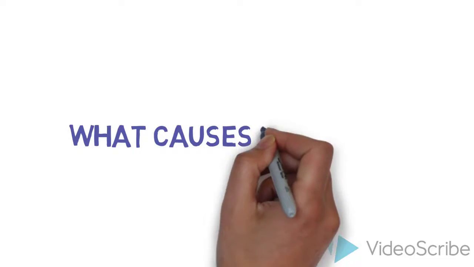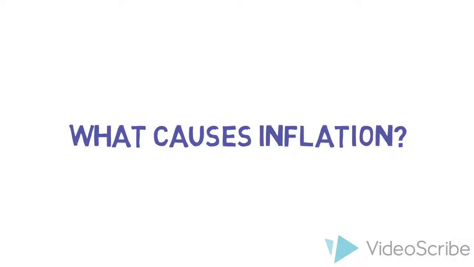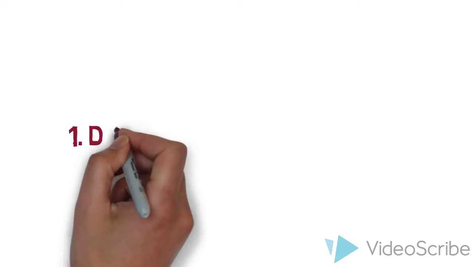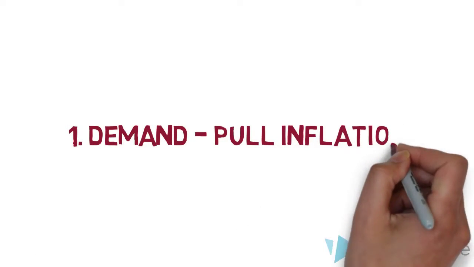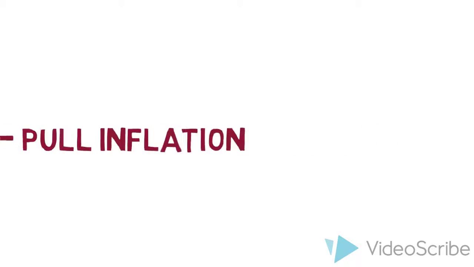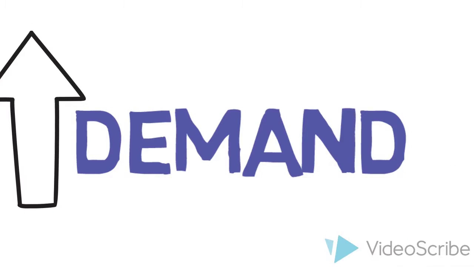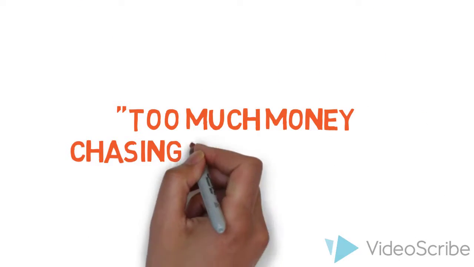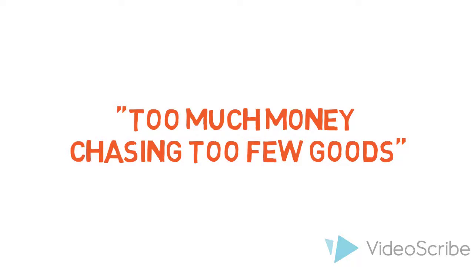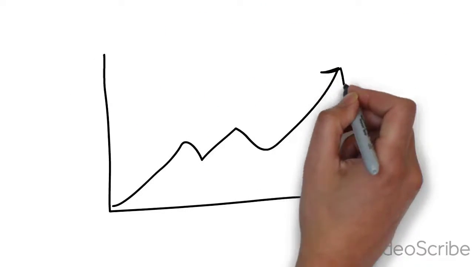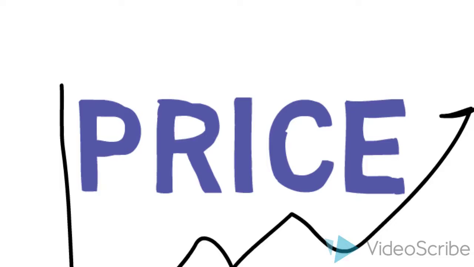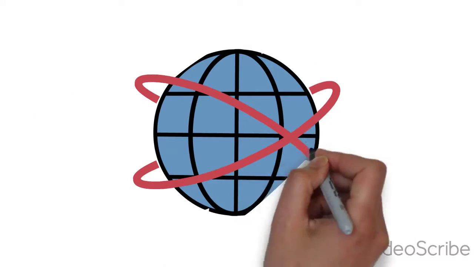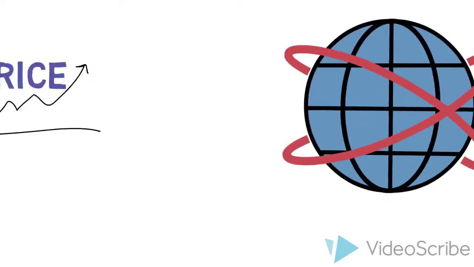But what causes inflation? There are a couple of theories about this. The first one being demand-pull inflation. This theory states that inflation is caused by the overall increase in the demand for goods and services, which bids up their price. This theory can be summarized as too much money chasing too few goods. In other words, if demand is growing faster than supply, prices will increase. This usually occurs in rapidly growing economies.